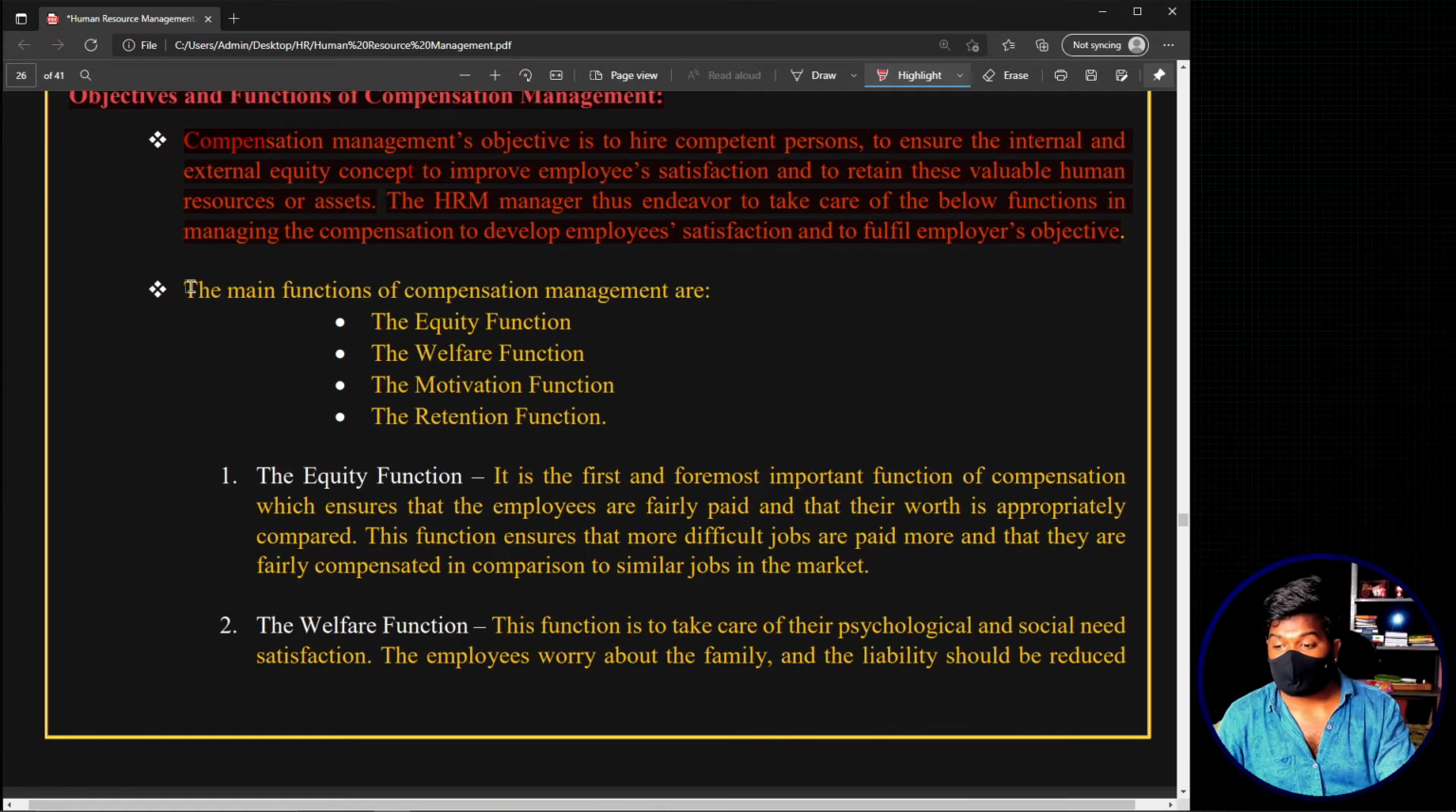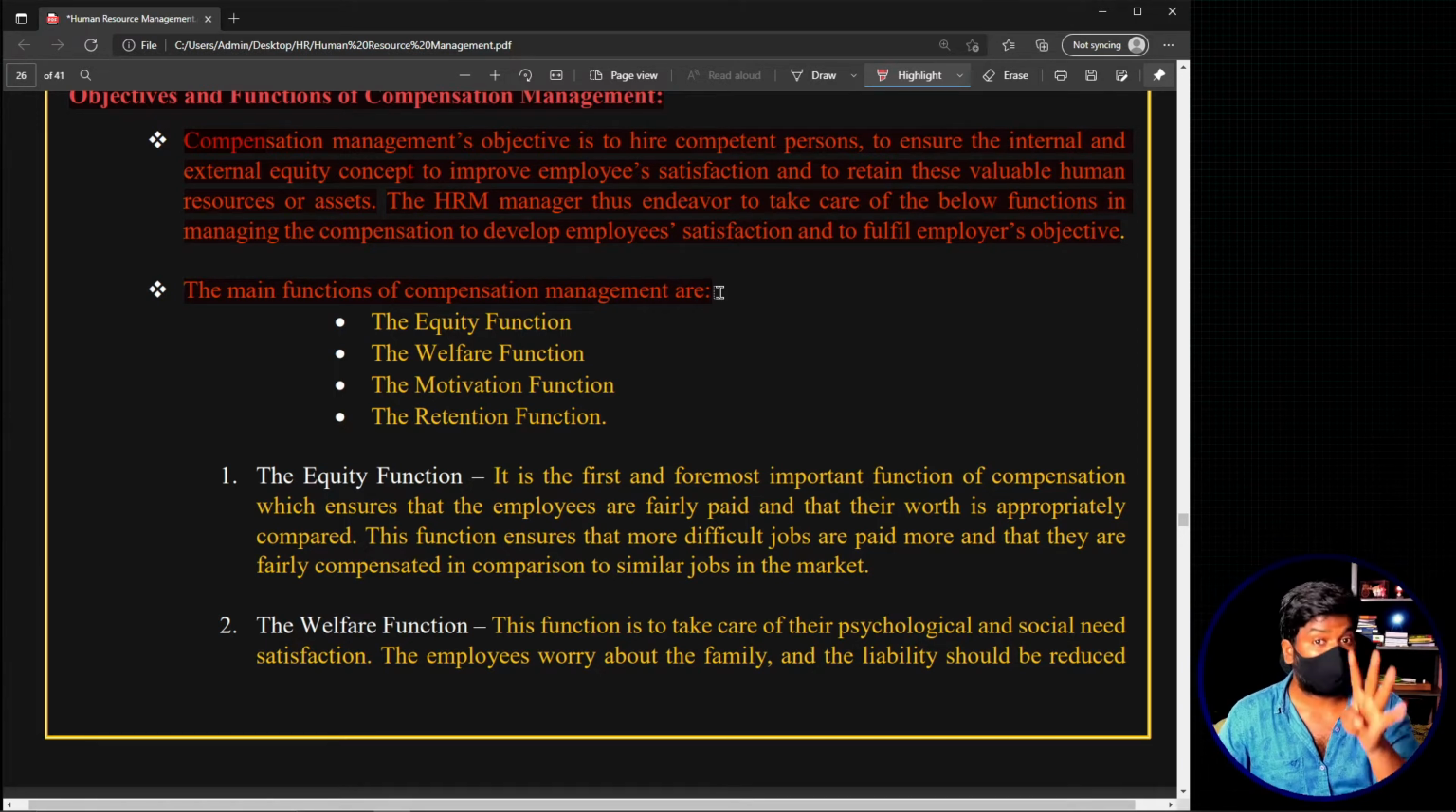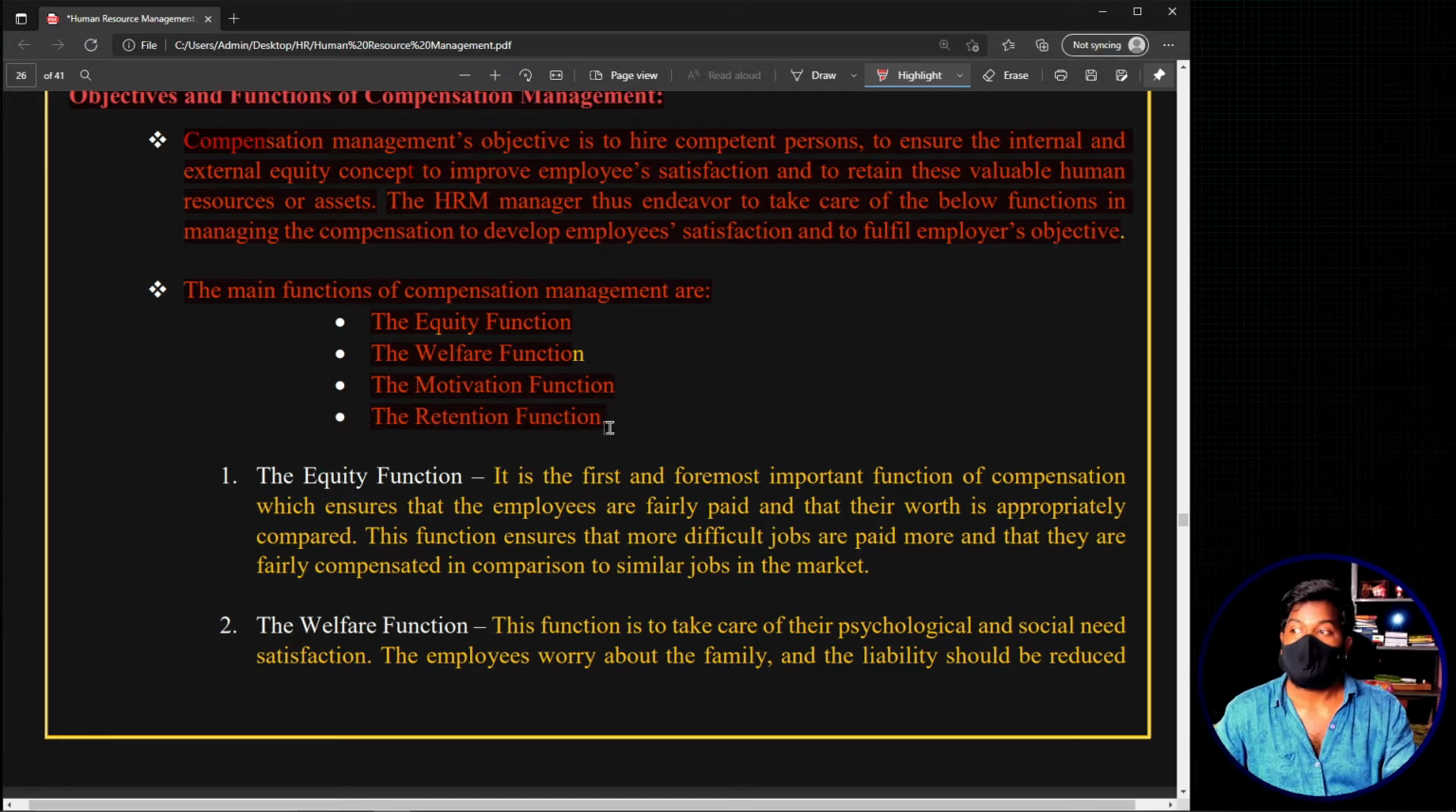Now the main functions of compensation management are, so basically it may be either objectives or functions. They are basically four. Four functions or objectives of compensation management in the organization. They are the equity function, the welfare function, the motivation function, and the retention function. That means this concept of compensation management is established to serve these objectives or functions. And how many are there? Four. What are they? The equity function, the welfare function, the motivation function, and the retention function. Now, what do we refer to when we say equity function or motivation function and all these things? We are going to look now.